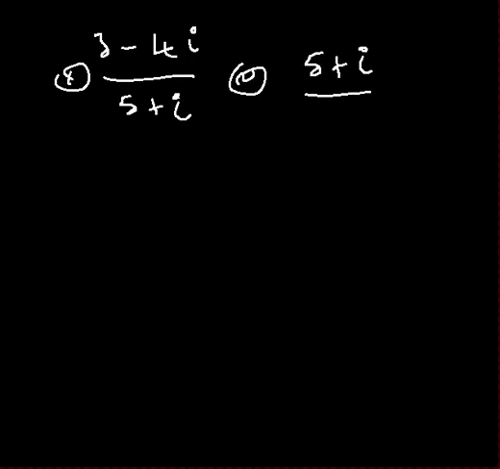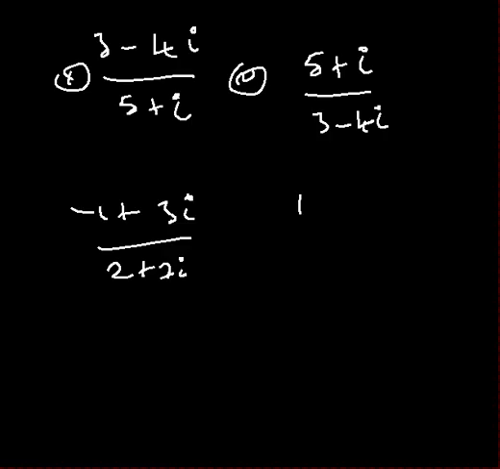And what if we have a case like this? Let's say we have 3 minus 4i divided by 5 plus i. We should simplify that one. And if we have 5 plus i divided by 3 minus 4i, try that one as well. And what if I have negative 1 plus 3i divided by 2 plus 7i, try that one. And if we have 1 over 2 plus 3i, try that one as well.